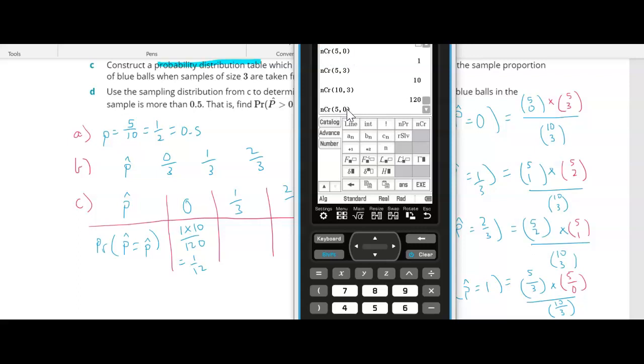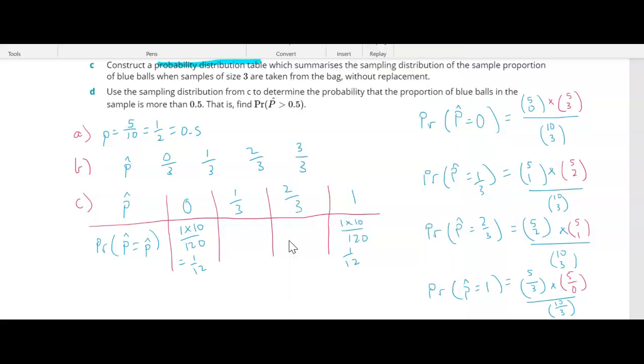Now in the middle, we're going to have 5 choose 1, and 5 choose 2. And we've already done 10 choose 3, which is 120. So we're going to have 5 times 10 over 120 and 5 times 10 over 120 because they're the same calculations. So 50 over 120, so it's just going to be 5 over 12. And that's also going to be 5 over 12.